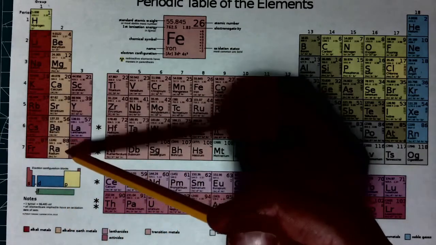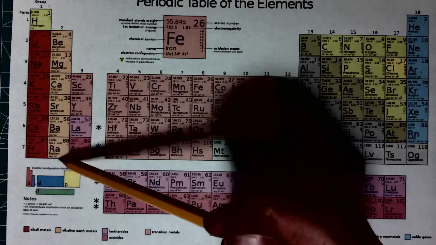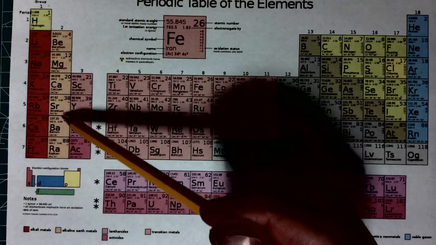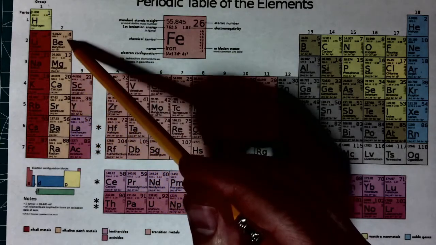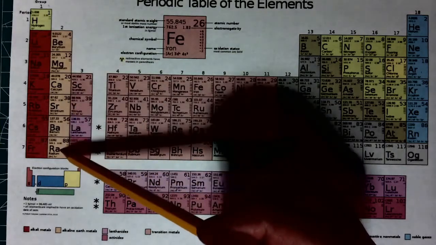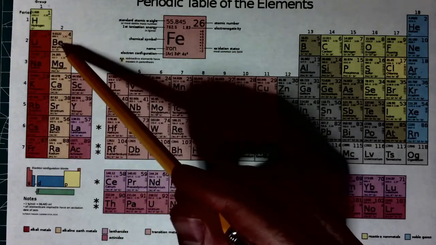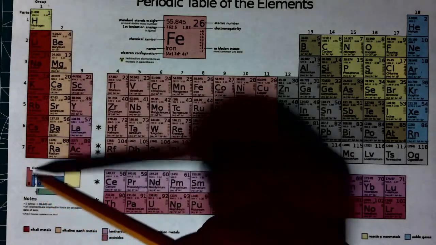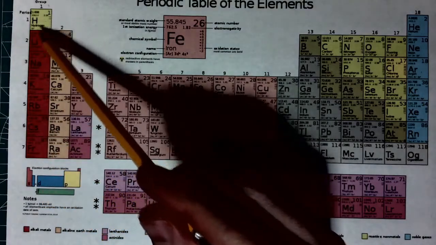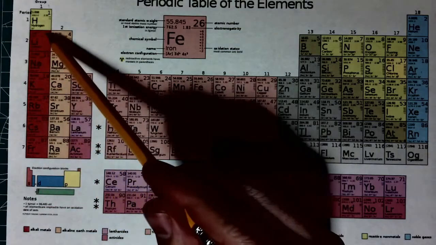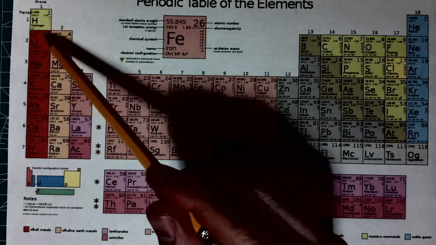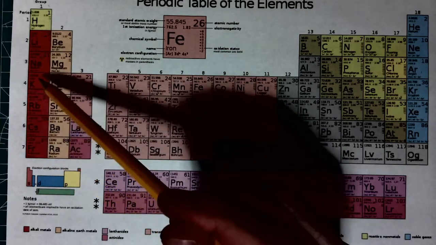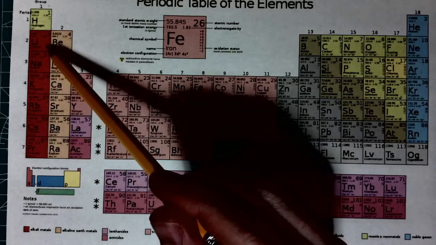Over here in this group are what are known as the alkaline earth metals, and they tend to exist in nature as hydroxides. So they're usually basic, and you'll often find them in soil. That's the alkaline earth part of it. And then over here, we have the alkali metals. These are also going to be very, very reactive and very important to a lot of things.